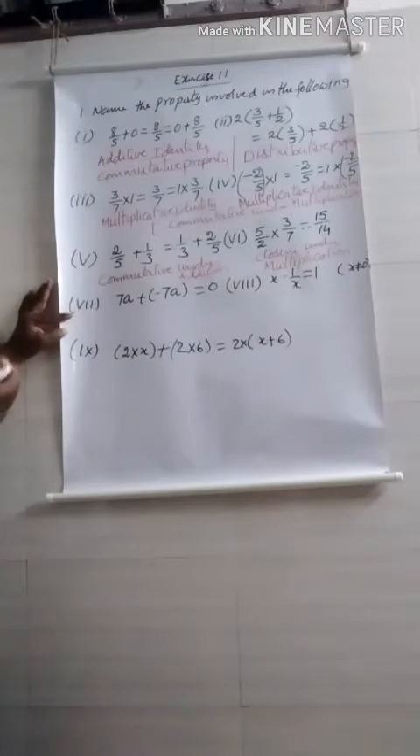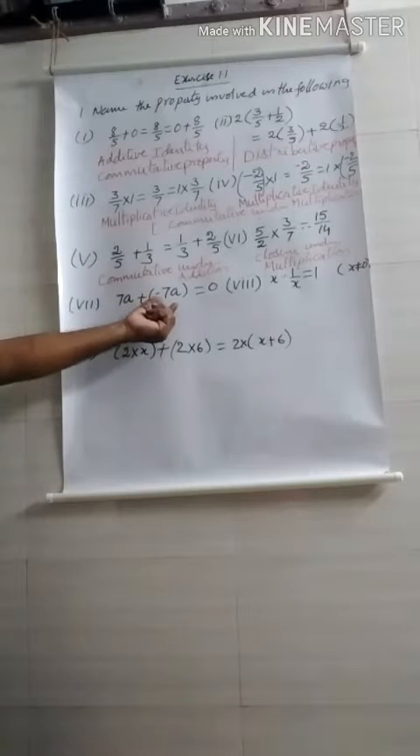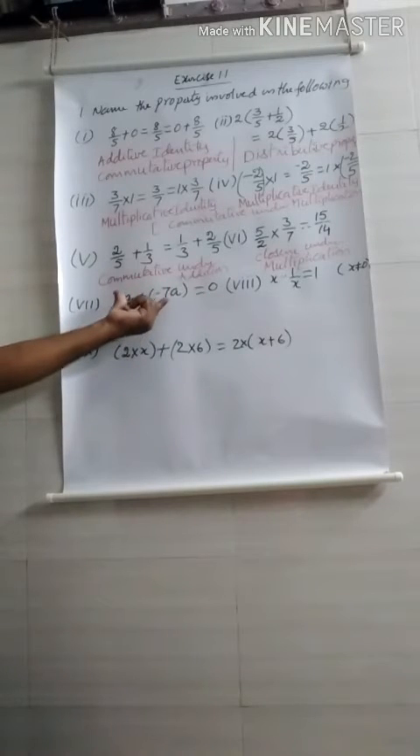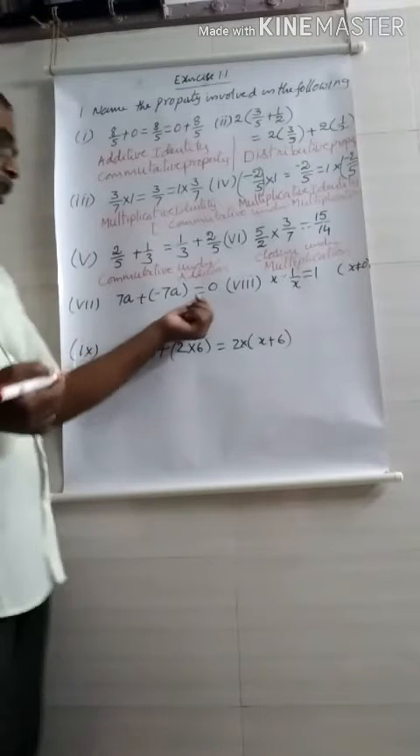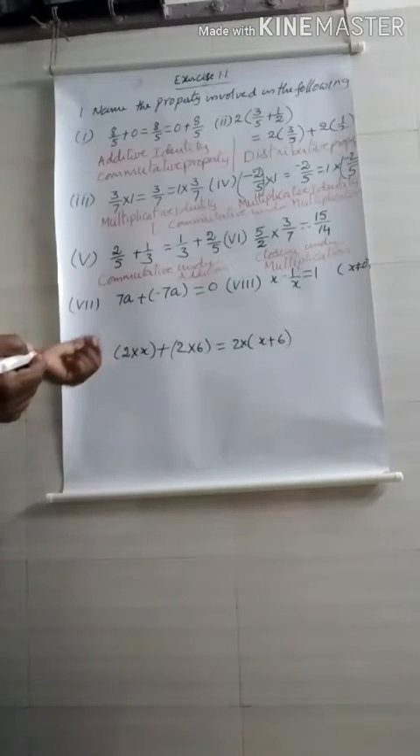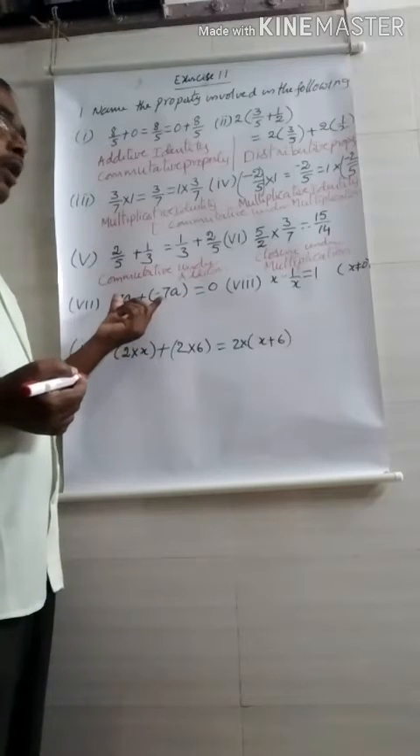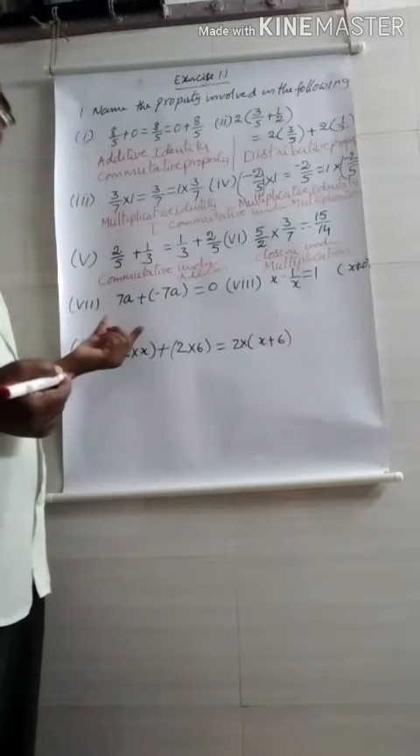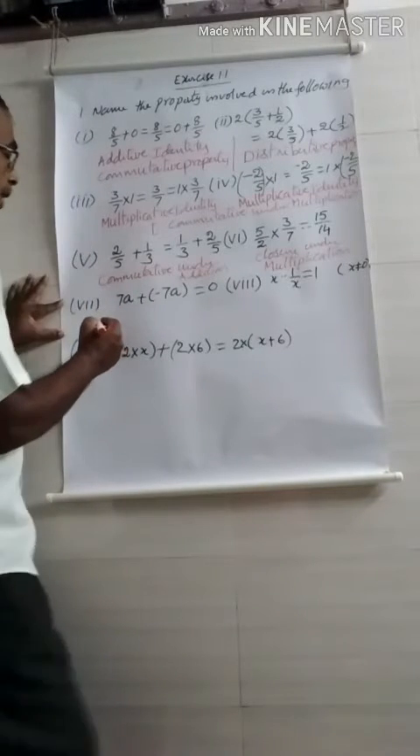Now we move to the seventh one. 7a plus minus 7a, it gives 0. Sum of these two rational numbers gives 0. That means what is 0? 0 is the additive identity. When the sum of two rationals gives the additive identity, then it is called additive inverse. This is called additive inverse.